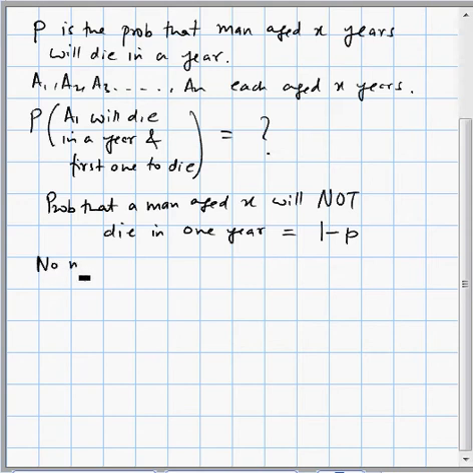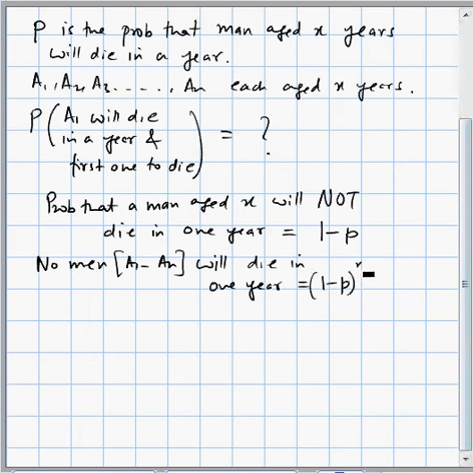Now the probability that no man, A1 to An, aged X will die in 1 year equals 1 minus P multiplied n times. 1 minus P is the probability that A1 is not going to die in 1 year. Again, the next 1 minus P is the probability that A2 is not going to die in 1 year, and it goes on. So we write this as (1 minus P) to the power n, that out of n men, no man aged X will die in the next 1 year.